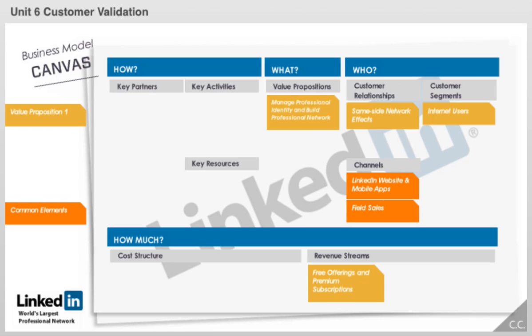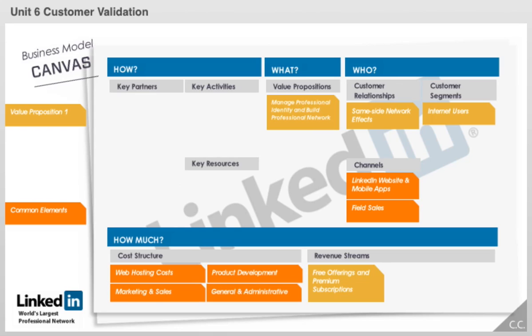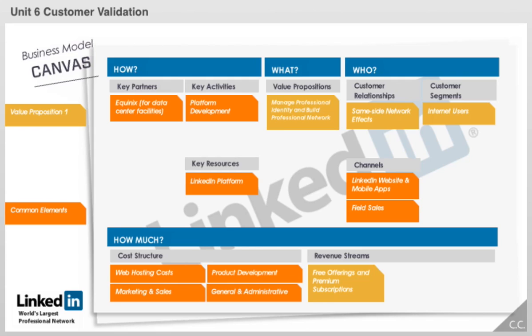The users can upgrade from a basic account type to a premium type, which includes tools such as LinkedIn InMail and Profile Stats Pro. What about the cost structure? Most of the costs for the company come from web hosting costs, as well as the usual operating expenses, which include product development, marketing and sales, and general and administrative expenses. Looking at the left internally focused side, the key resource is the LinkedIn platform. The key activity is the platform development, and the key partners are Equinix and content providers.